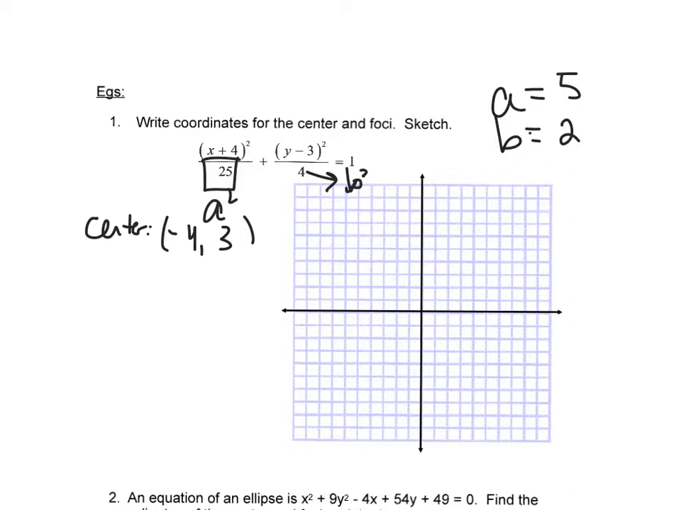Also, I don't know why that says eggs. It really should say EXS for examples. That's Mrs. Sullivan's writing there.